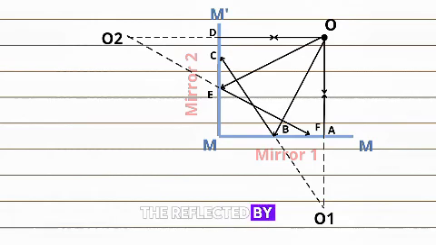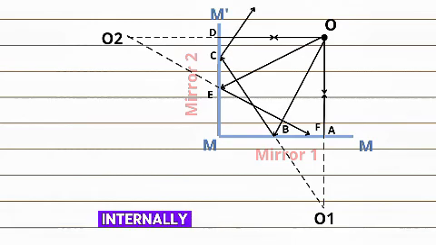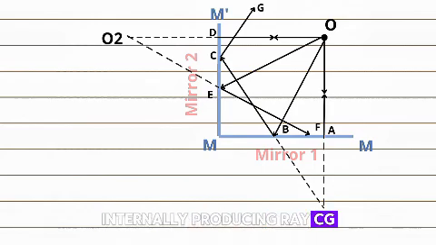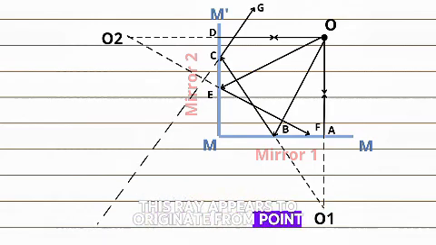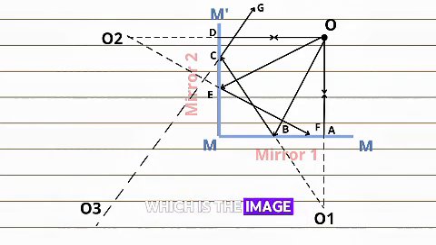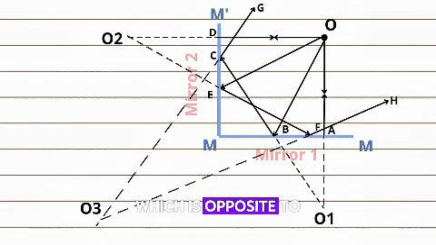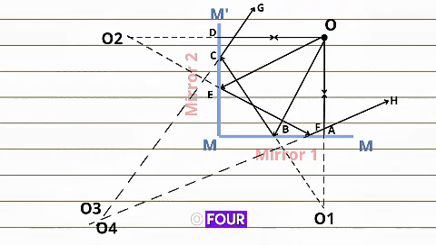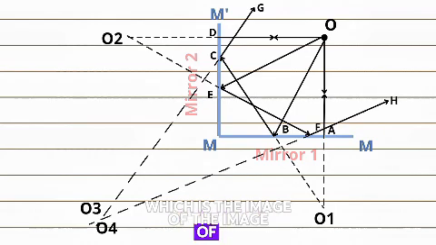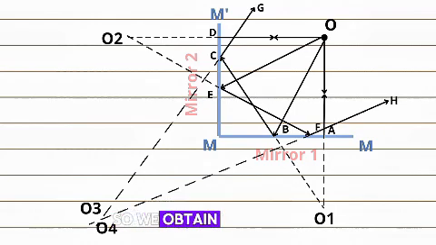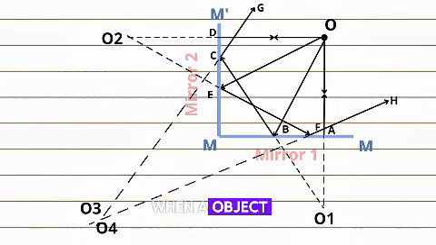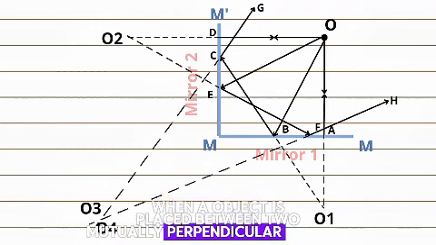The ray reflected by BC from the first mirror is reflected back by the second mirror, producing ray CG. This ray appears to originate from point O3, which is the image of O1. Likewise, ray EF is reflected back by the first mirror becoming ray FH, which appears to originate from point O4, which is the image of O2. So we obtain three images when an object is placed between two mutually perpendicular mirrors.